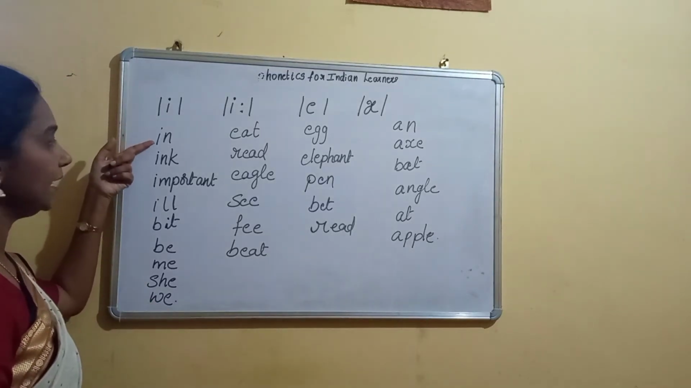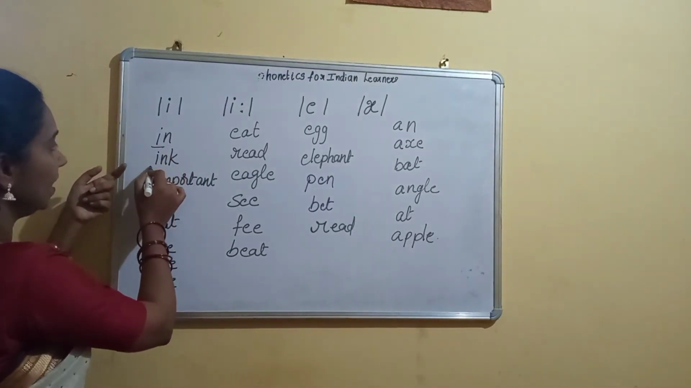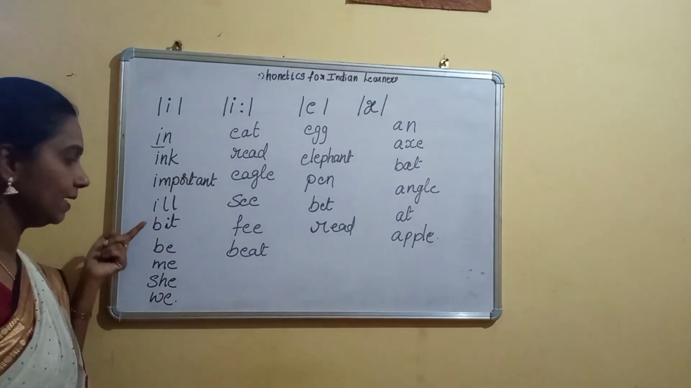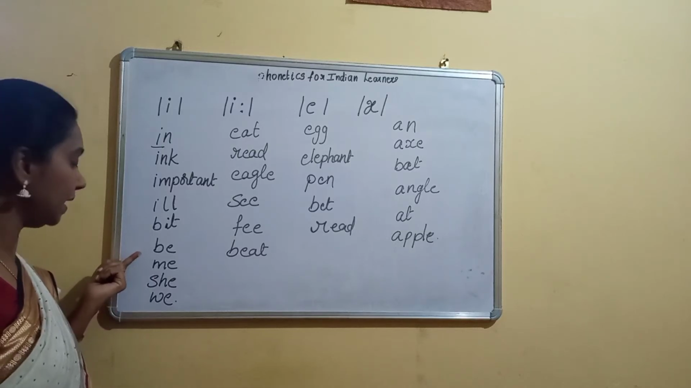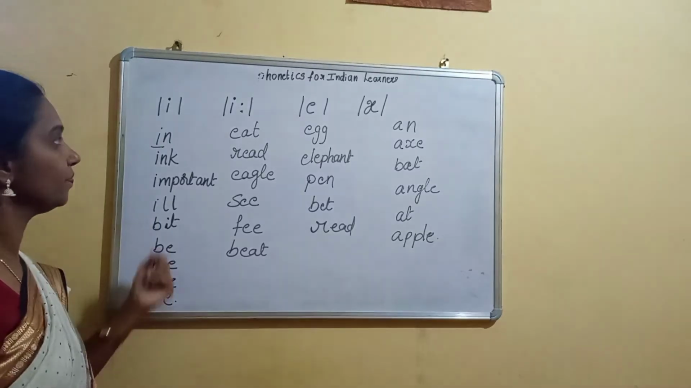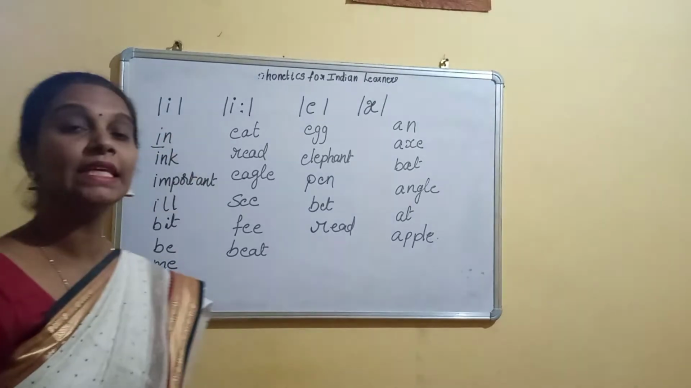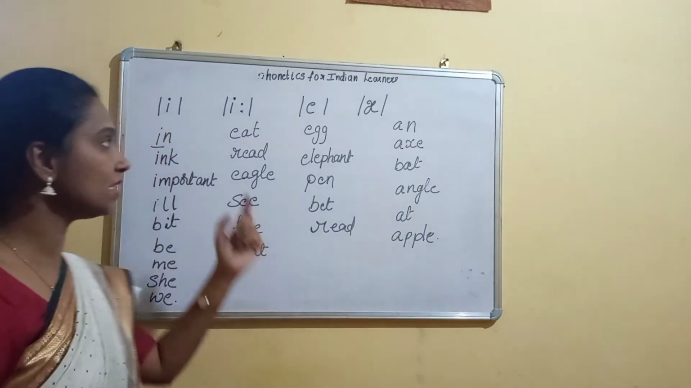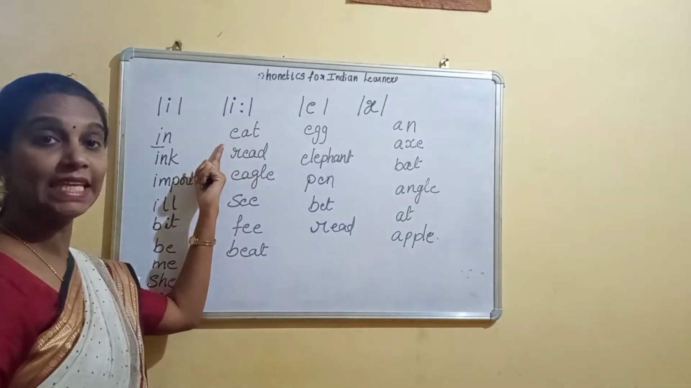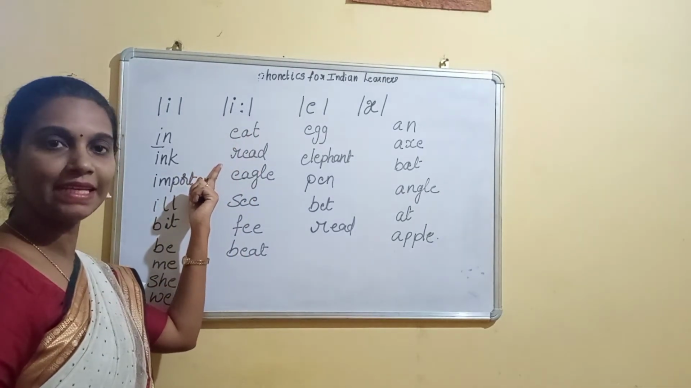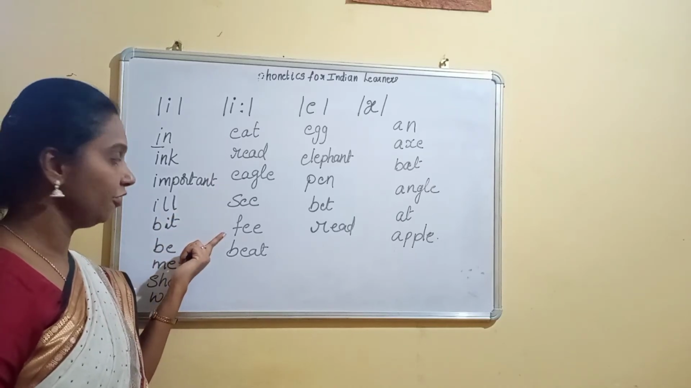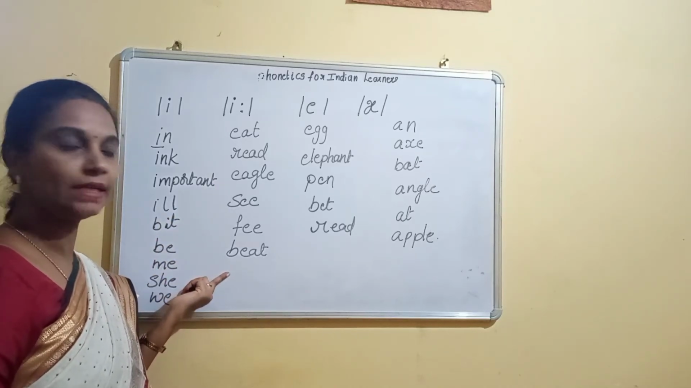E: in, ink, important, ill, bit, be, me, she, and we. And the next sound is E. So this is a long vowel sound, so we have to drag it a little. So it is eat, read, eagle, see, fee, beat.